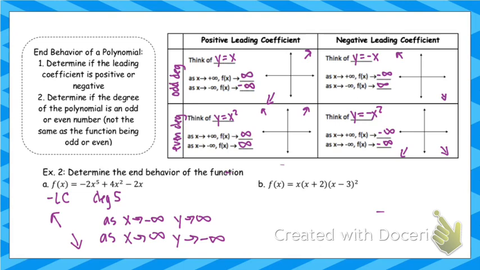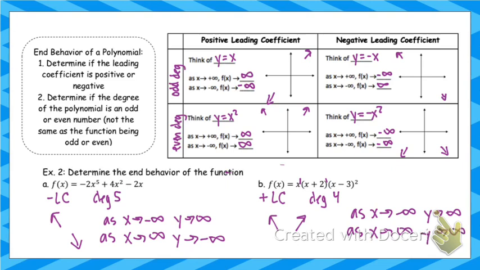If this were all multiplied out, it is currently not in standard form. So if it were multiplied out, that leading coefficient would be positive. It would be a positive 1. The degree is not just the biggest exponent. We have to think, if this were multiplied out, this would be x to the 4th power. So the degree here is 4. So positive leading coefficient, even degree, my ends are going to look like this, which means as x approaches negative infinity, y will approach positive infinity, and as x approaches positive infinity, y is approaching positive infinity.